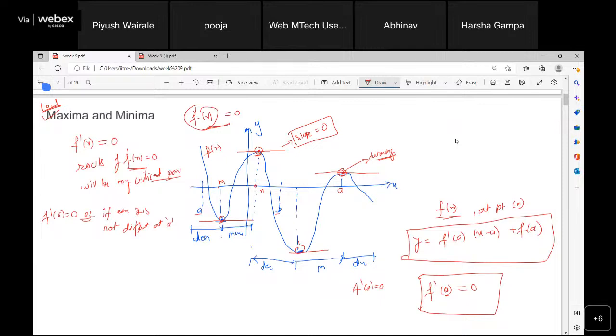So, any doubt till now? Sir, how to find the critical points? Sir, you said if a function is not differentiable, that means suppose we have a case where the function is not differentiable, that means we will have to apply the L'Hopital rule or something like that.